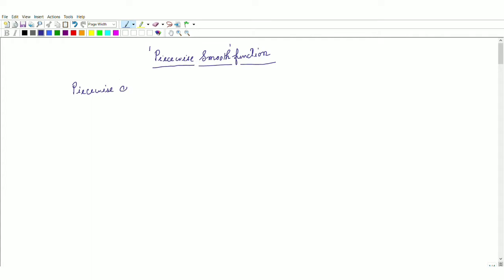Piecewise continuous function. While discussing the Fourier series in the previous classes, I have talked many times about piecewise continuous functions, and we can understand what a piecewise continuous function is with the help of a plot. Suppose here it is from minus pi to pi, and I am drawing three pieces of plot in that interval, and each of these individual pieces is continuous, meaning at each point the function is defined.